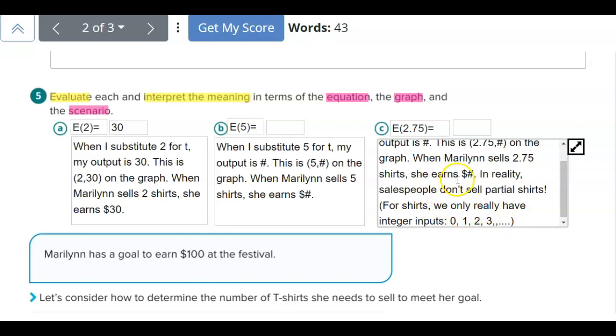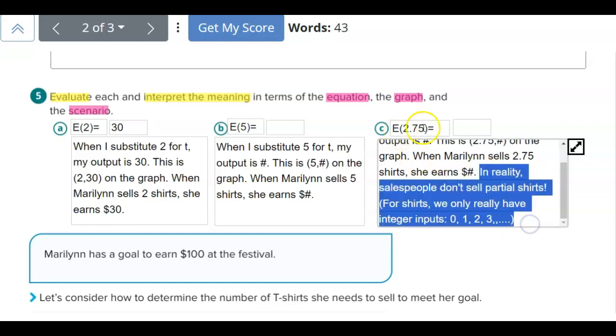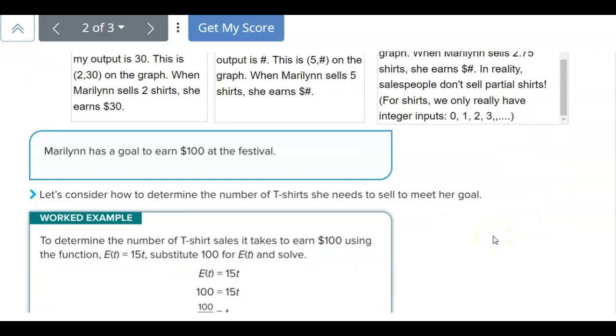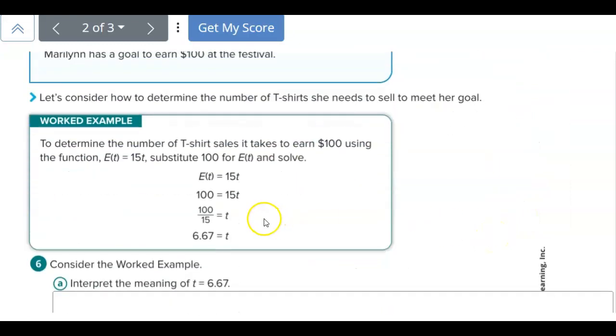So that's a part that you'll have to add for this situation when there's a decimal number that has the 0.75 after the decimal point. Because we don't sell or buy partial t-shirts generally. Then you're going to move down here.